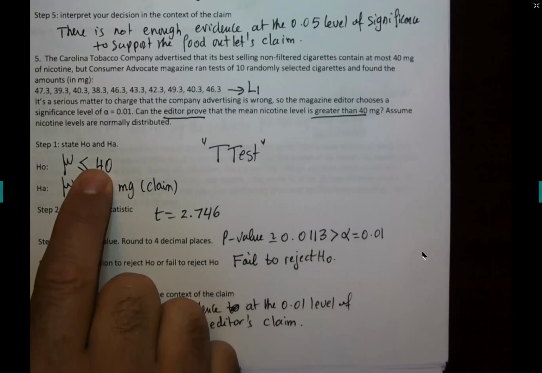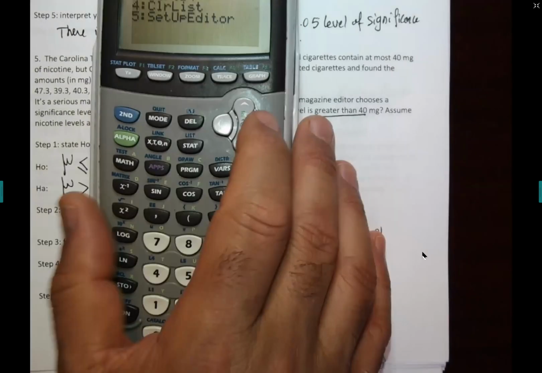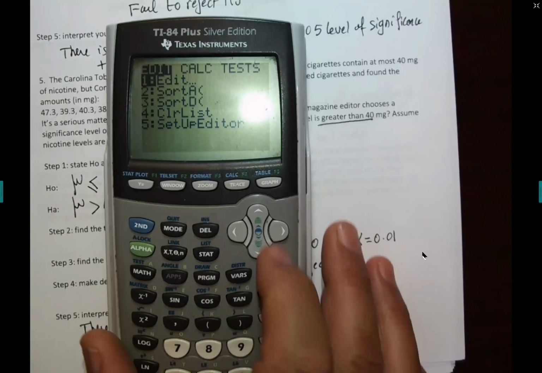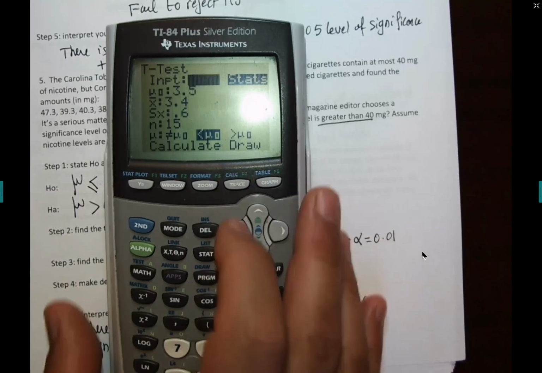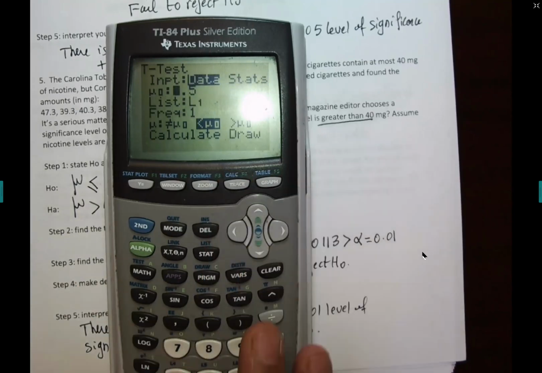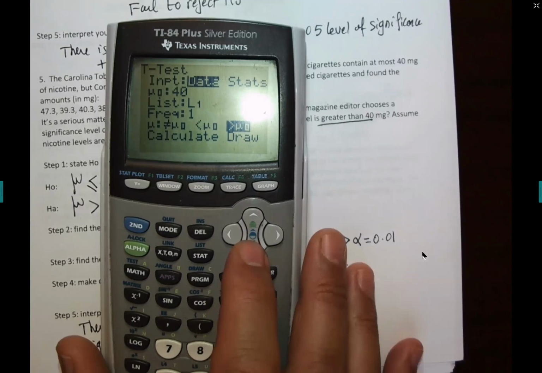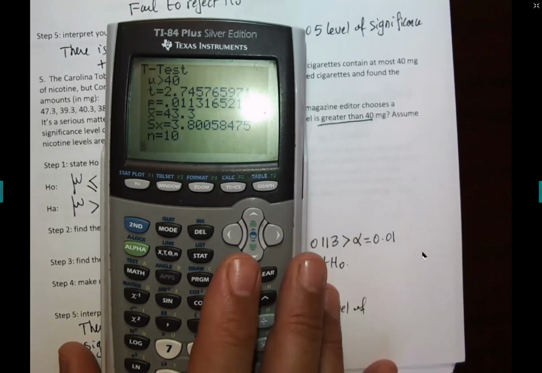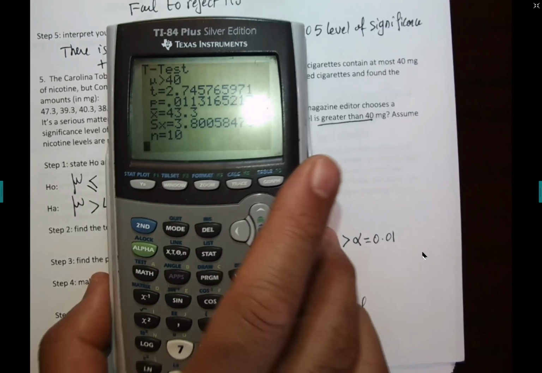Okay, what we did last time, we put the data in L1, and then we run a t-test. Watch. And instead of stats, you have to use data. Mu0, we're doing it against 40. L1, don't change the frequency. And the editor thinks that they have more than 40 milligrams. And hit calculate. Okay, so T is 2.746 and the p-value is 0.0113. There you go. More than alpha.